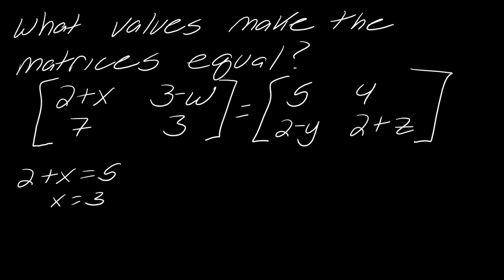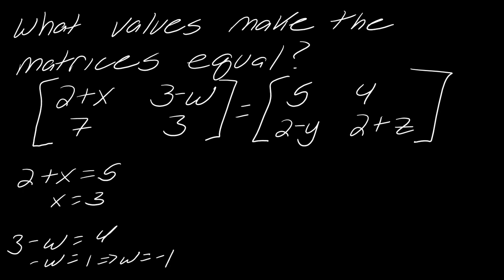Okay, so what about w here? What would this have to be equal to? 3 minus w would have to be equal to, again going to the same position, 4. So I have 3 minus w equals 4. Then that's going to give me that negative w equals 1, so that means that w equals negative 1.